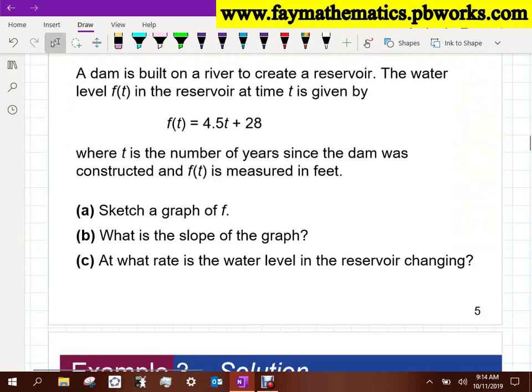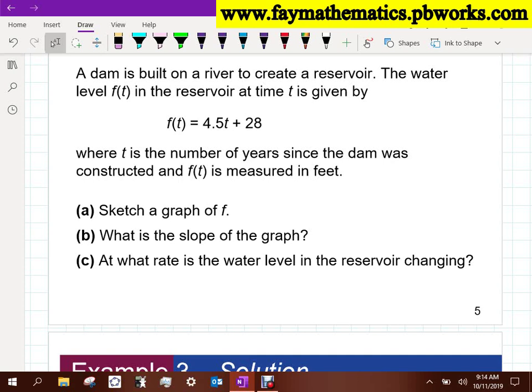All right, so this is an example. You don't have to write this down. I just want to walk through it. It's something that you learned in Algebra 1 again. It says a dam is built on a river to create a reservoir. So the water level, F of T, in the reservoir at time T is given by the following function. F of T equals 4.5 T plus 28, where T is the number of years since the dam was constructed and F of T is measured in feet. The plus 28, graphically, is the what? Y-intercept. 4.5 T is my slope, right?